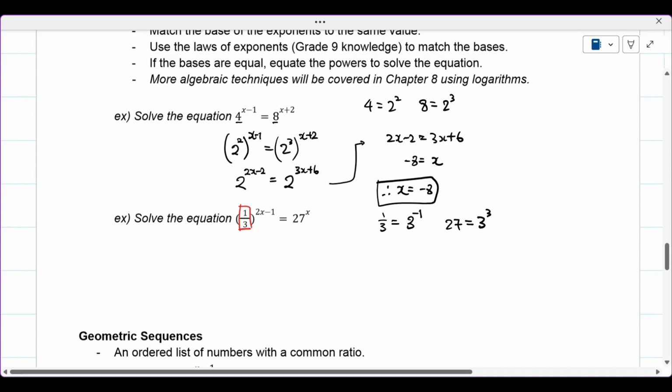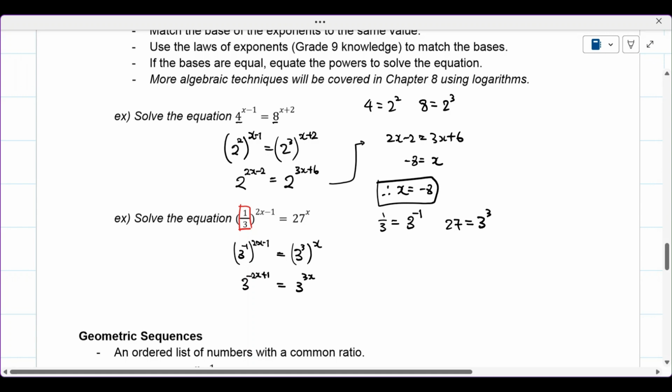So now we know that the common base would be 3, because the left-hand side can be represented as 3 to the power of negative 1, and the right-hand side can be represented by 3 to the power of 3. So let's continue from there. 3 to the power of negative 1, bracket, to the power of 2x minus 1, is equal to 3 to the power of 3, bracket, to the power of x. So using the same exponent laws, the power rule, 3 to the power of negative 2x plus 1 is equal to 3 to the power of 3x.